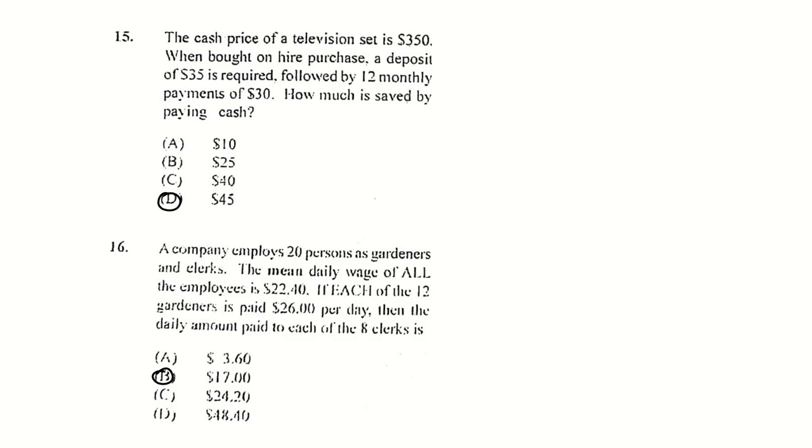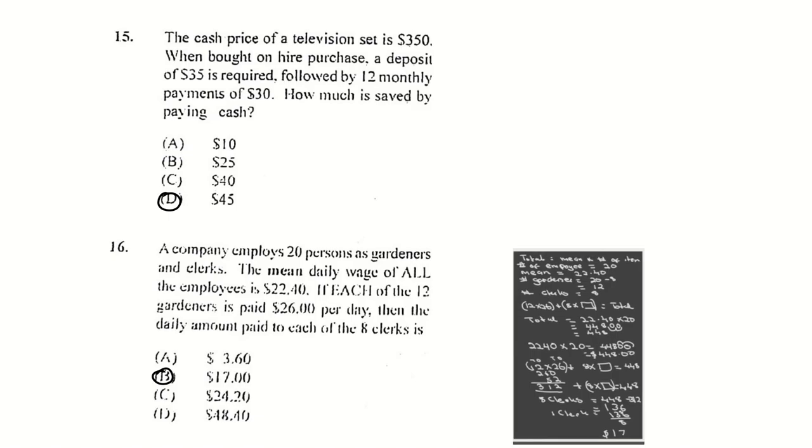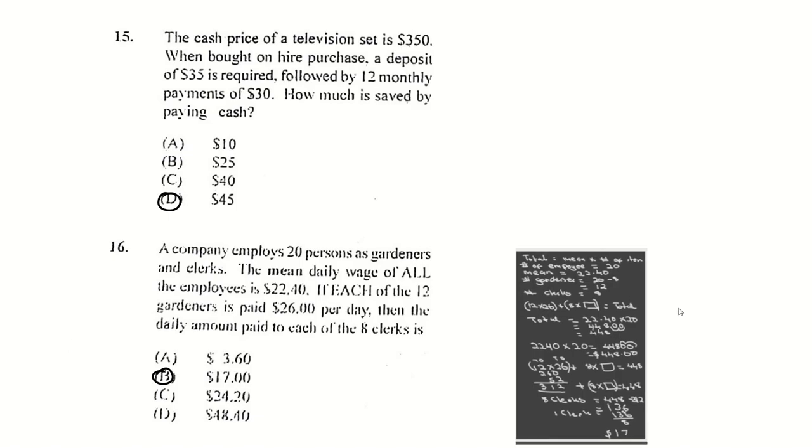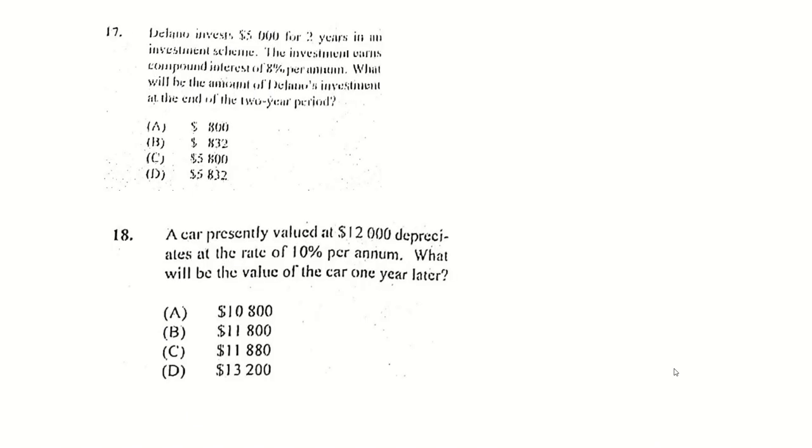Right? You had to find your total. We found the total and then we multiplied 22.40 by 20 and got 448. And 448 was 26 by 12 plus 8 by some value that each clerk is getting, and when we found that out, that value was $17. Right, let's look at number 17.